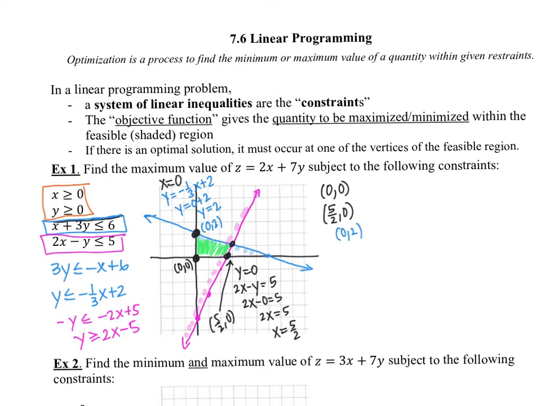Okay, and then my fourth vertex is way over here, and that's where the blue line and the pink line intersect. And I could use the slope-intercept form, or the standard form. I'm going to use a combination. I'm going to use x plus 3y equals 6, and then I'm going to use y equals 2x minus 5, so I could do substitution.